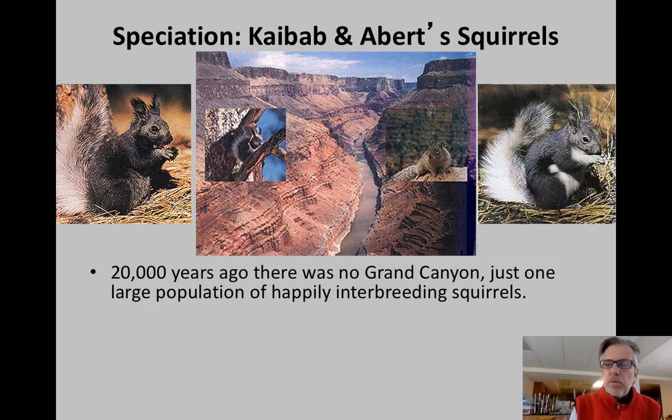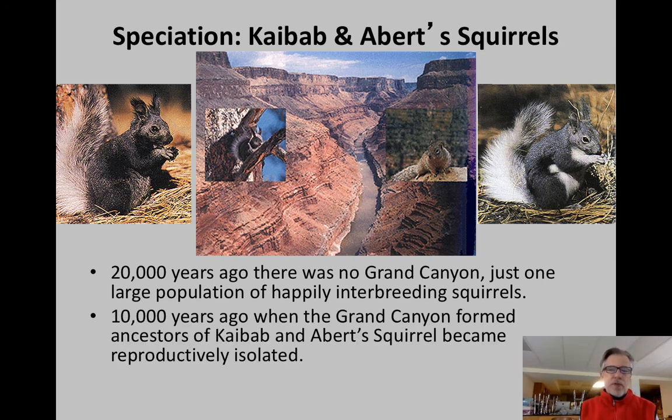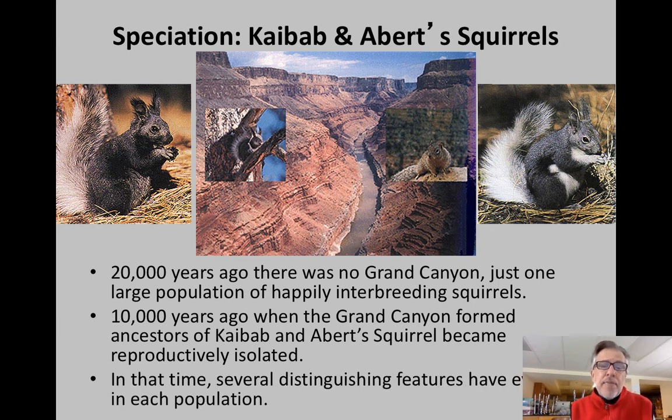20,000 years ago, there was no Grand Canyon, just one large population of happily interbreeding squirrels. By 10,000 years ago, when the Grand Canyon formed, ancestors of the Kaibab and Abert squirrels became reproductively isolated. In just 10,000 years, several distinguishing features have evolved for each population. As you can see there's slightly different amount of tufting in the ears. You can see the coloration differences, and there must be other differences as well. This just goes to show that even in a short amount of time, you can get a lot of differentiation.